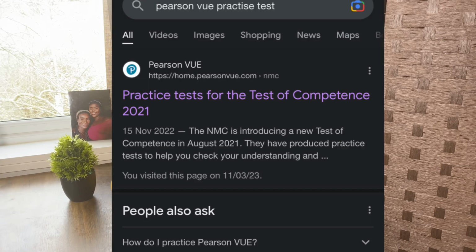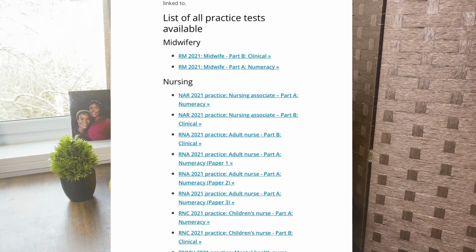When it comes to part A, they've designed 15 questions for each category of CBT test you would like to take. So for instance, if you are taking adult nursing, mental health, midwifery, or nursing associate, you have to go directly to the Pearson VUE website and solve the questions that are on the website. You can just Google Pearson VUE practice test, then you see a whole lot of things come up. Then you select Pearson VUE practice test CBT 2021. It will take you to their website where you will see all these categories that I've stated.